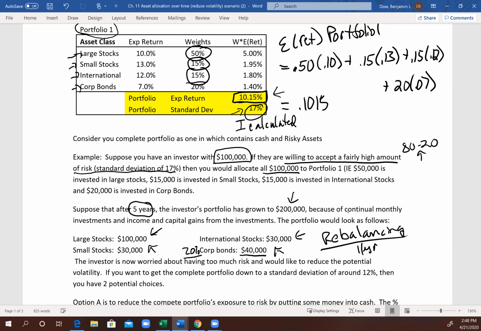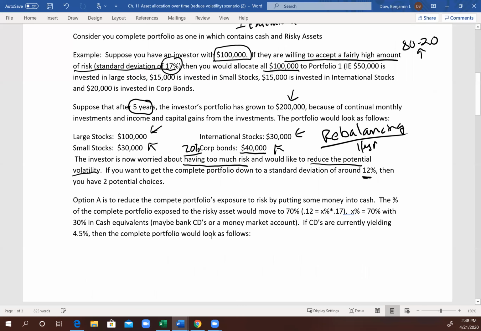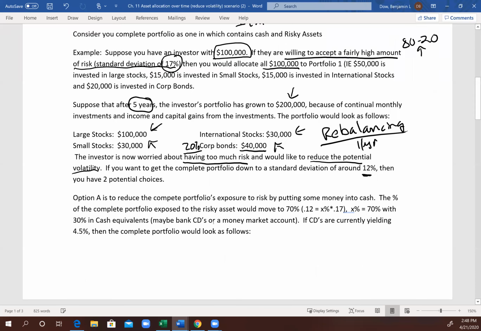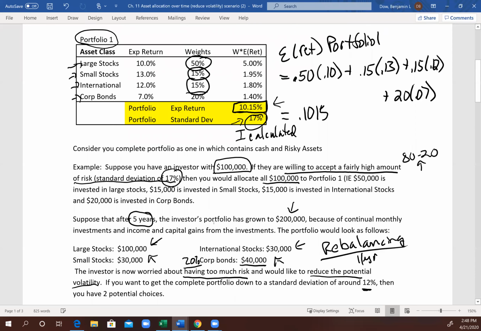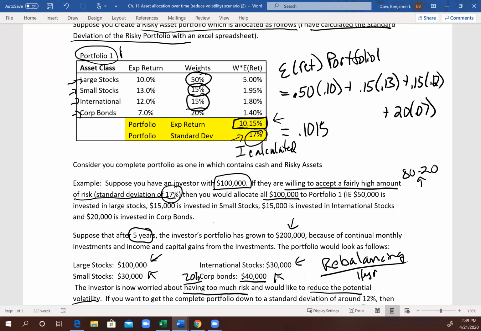All right. Now, after 5 years, they're worried about having too much risk and they want to reduce the volatility. Okay. And they decided they wanted to move from 17% down to 12%. Okay. So there's two potential choices that they can do. Okay. You can leave them in what I call risky allocation 1. So you could leave them in risky allocation 1.